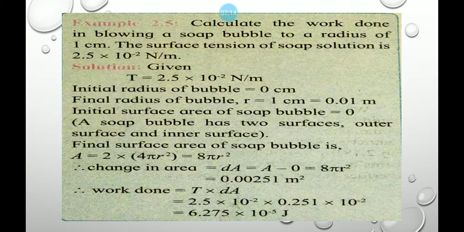A soap bubble has two surfaces, outer surface and inner surface. Therefore, the final surface area of the soap bubble is A equal to 2 into 4 pi r square, that is 8 pi r square. That is, change in area dA is equal to A minus 0, equal to 8 pi r square, equal to 0.00251 meter square. Then we have to calculate the work done. Work done is equal to T into A or dA, and putting the values we get the answer 6.275 into 10 raised to the power minus 5 joule.